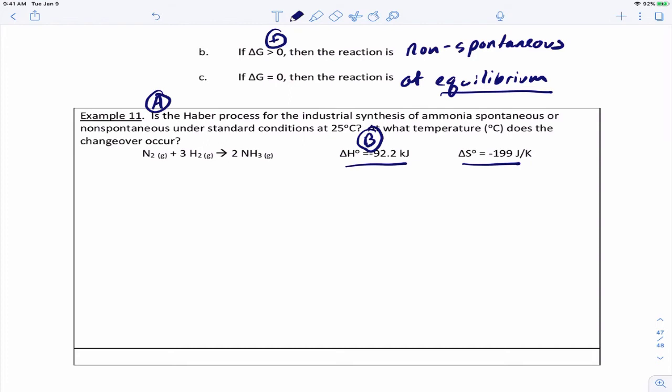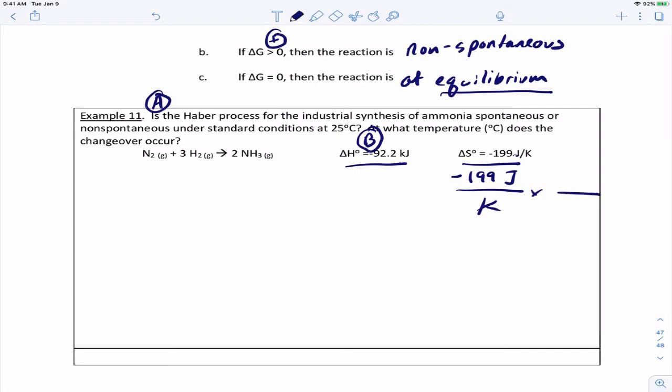So before we do anything else, and we got the chemical equation, because kilojoules for enthalpy and joules for entropy do not match, we've got to convert one of these to the other. So since enthalpy is the bigger of the two, let's convert the entropy to kilojoules. So doing that, we've got negative 199 joules per Kelvin.